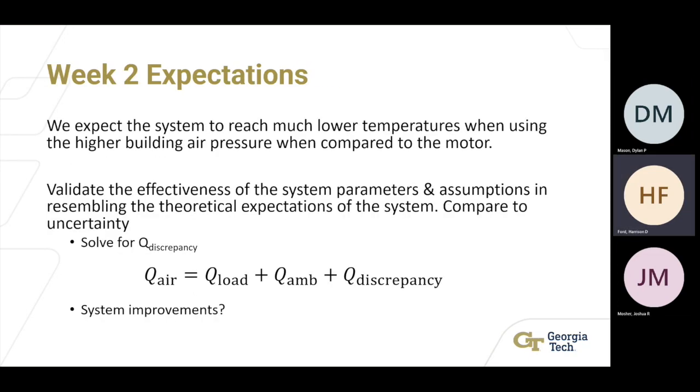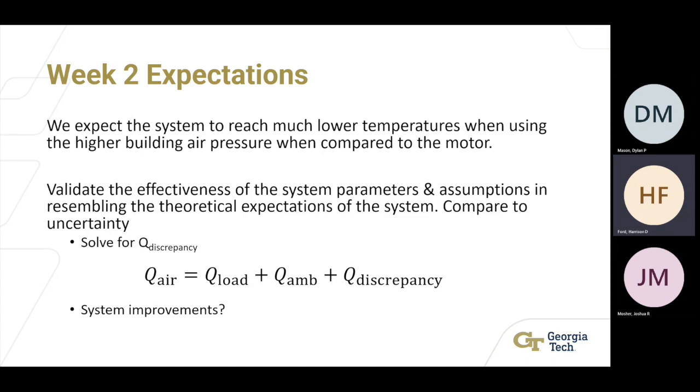Looking towards week 2 expectations, our main expectation is that we expect the temperature of the load to be much lower when using the higher building air pressure as compared to the motor compressor. We're also expecting to be able to validate the effectiveness of the system parameters and assumptions, resembling theoretical expectations of the system. And then we also want to compare to uncertainty.